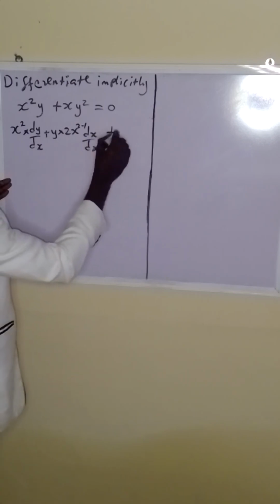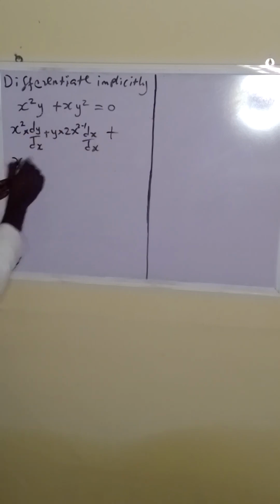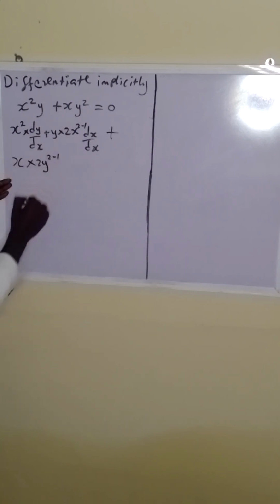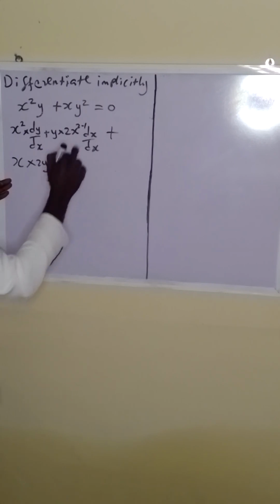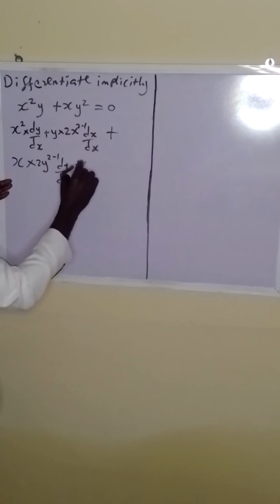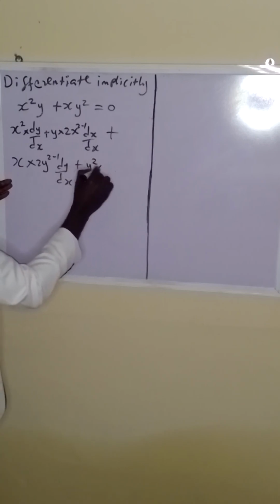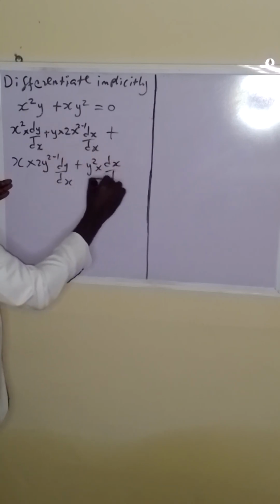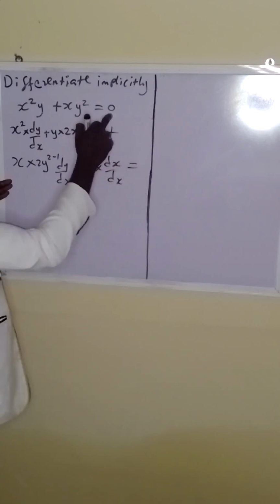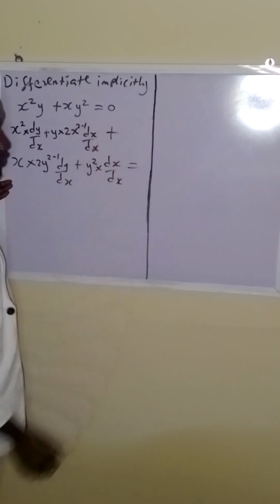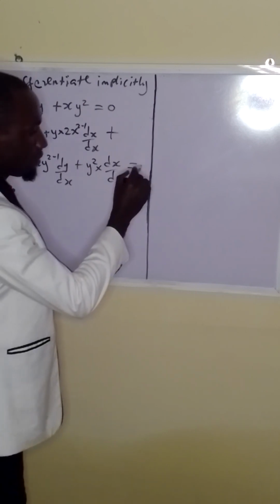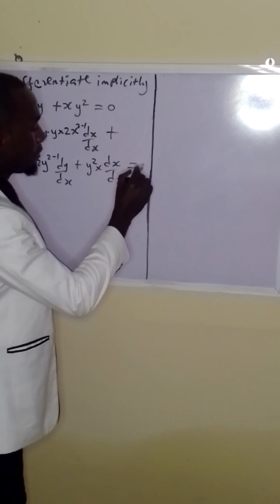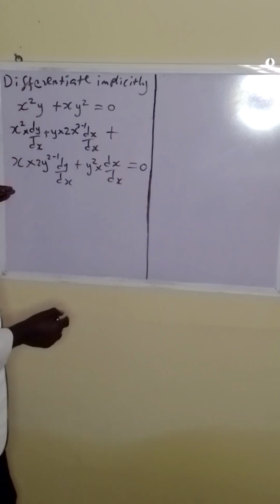Now, plus, coming to this now, we keep x constant, differentiate y squared, that's times 2y raised to 2 minus 1. Then dy/dx. Then plus, for this now, we keep y squared constant, then differentiate x, that's dx/dx. Then it's equal to, on the right hand side of the equation, we have 0, which is more like a constant. Differentiation of a constant is 0. So we have 0 here.